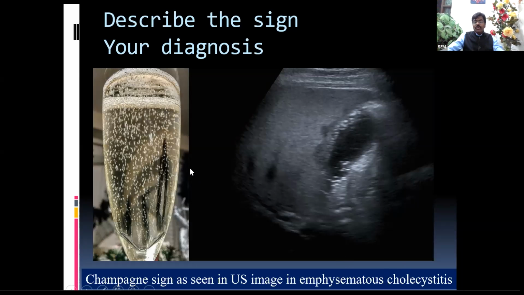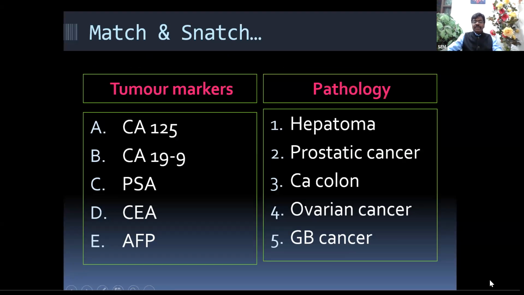So this gives you the impression of opening a champagne bottle with all the floating gas bubbles. You imagine this is the gallbladder with all these gas bubbles like that. You have to stretch your imagination. Radiologists are very fond of all these radiological signs. So the champagne sign is a sign of emphysematous cholecystitis in ultrasound. Okay. The next important thing is match and mismatch.